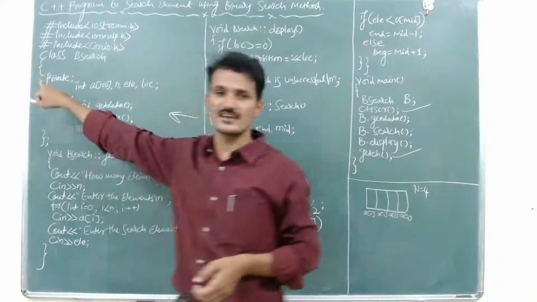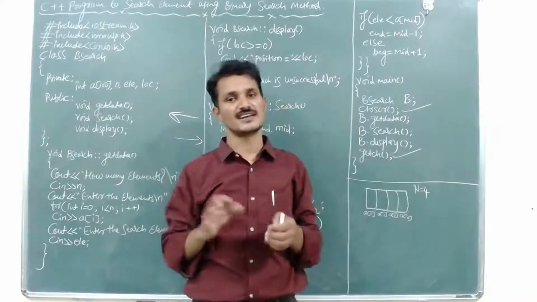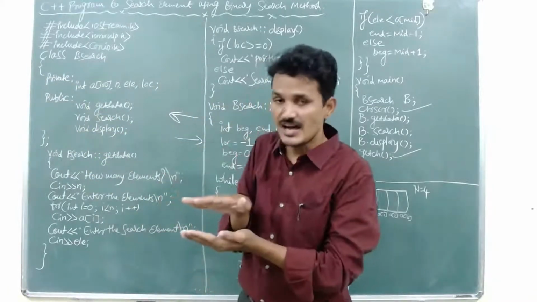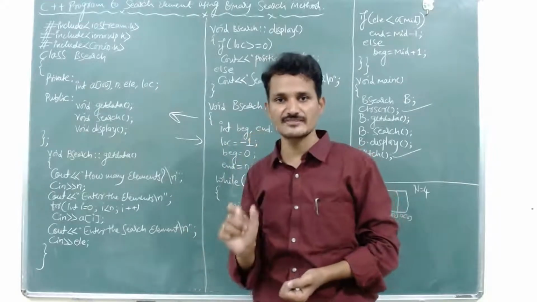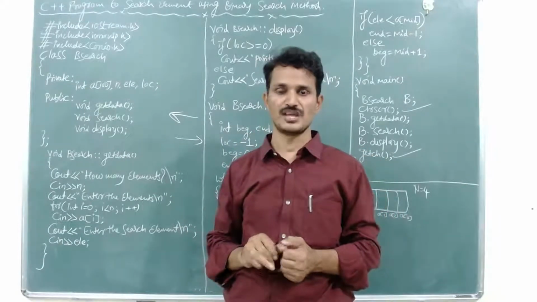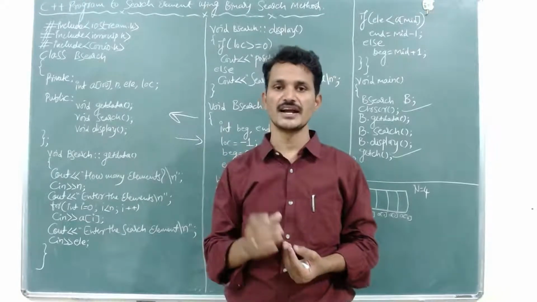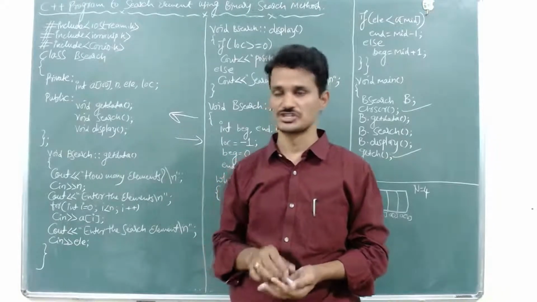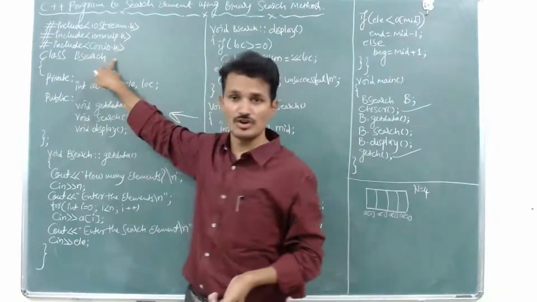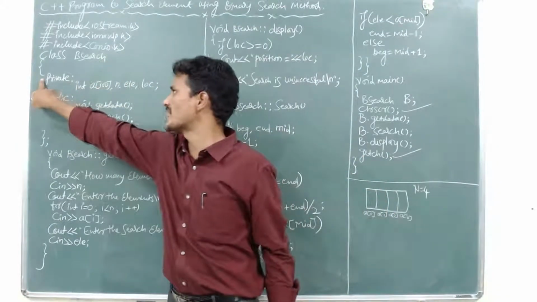Then comes the next line, open curly bracket. What are we doing in this class declaration? A class can hold both data and member functions. A class is a user-defined data type which can hold data members as well as member functions. So no semicolon for this line. The next line, open curly bracket.